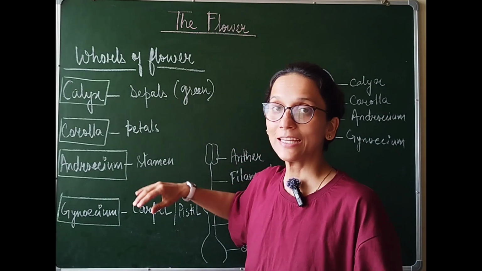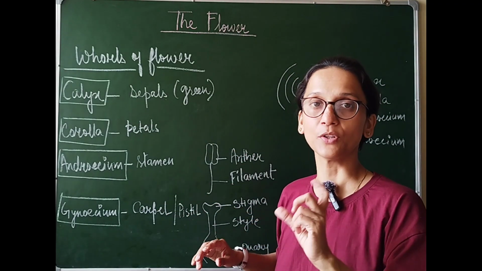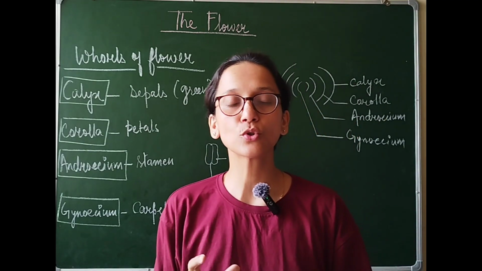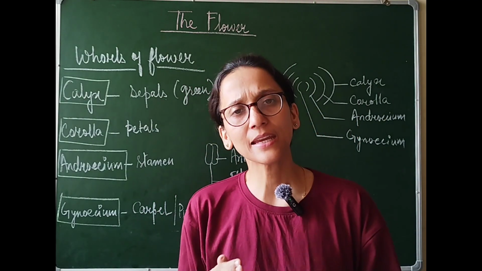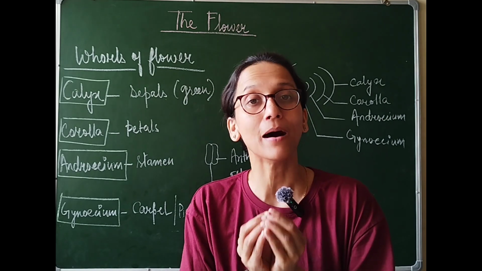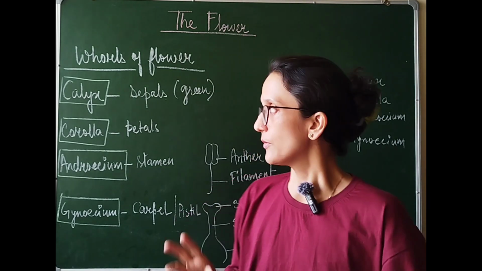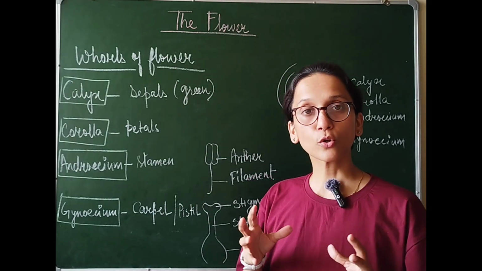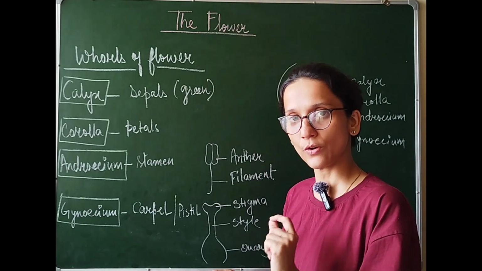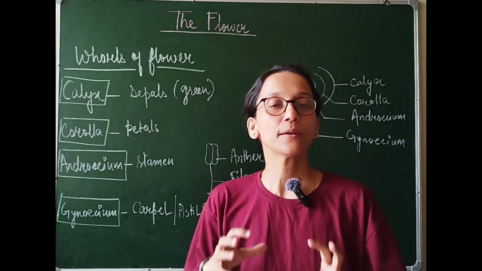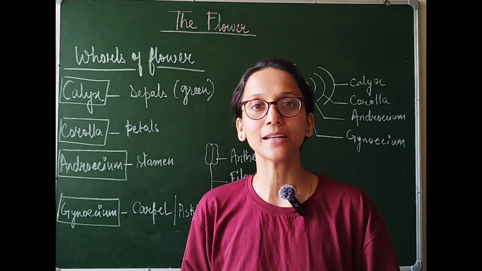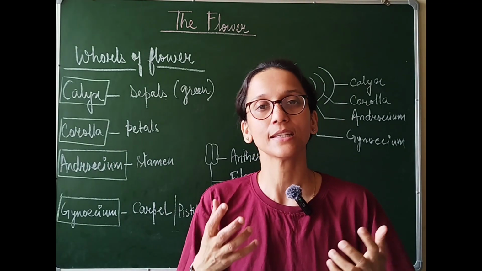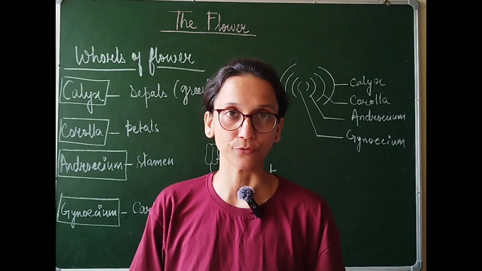Now let us see what are the individual units that form the whorls. Calyx is made up of individual units that are called sepals. Sepals are usually green in color, and their main function is to protect the bud before it blossoms into a flower. Remember, this is the outermost whorl of a flower. The second one is called corolla, and the individual units of this whorl are known as petals. They are beautiful, they are attractively colored, and there is a reason behind it. Their main purpose is to attract pollinating agents. That is why they are colorful.